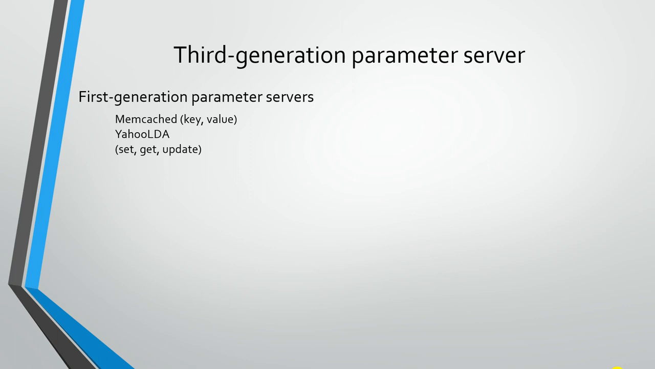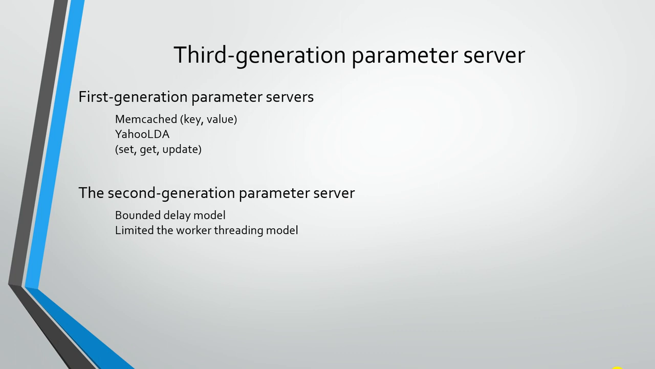So, the first generation parameter servers lack flexibility and performance. They only use memcached key value pair storage as a synchronization mechanism. By improving this mechanism, Yahoo LDA adds a dedicated server that provides user-defined update operations like set, get, and update.